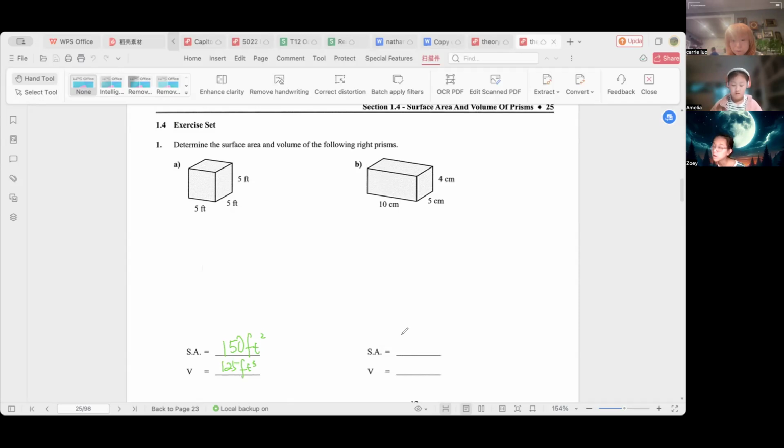For this one, I got 220 cm squared, and 200 cm cubed. I might have accidentally switched the numbers, but I think the surface area is 2 times 5 times 10 plus 5 times 4 plus 4 times 10, right? Wait, no, yeah, this one is like that. So it's 110 times 2, so 220 centimeter. That's right. That one is, the other one's 200 what?